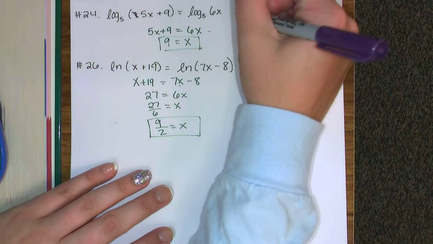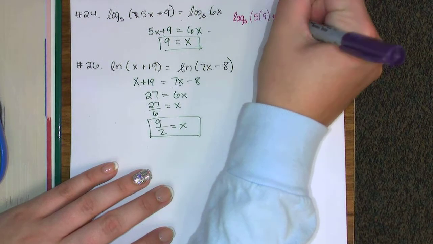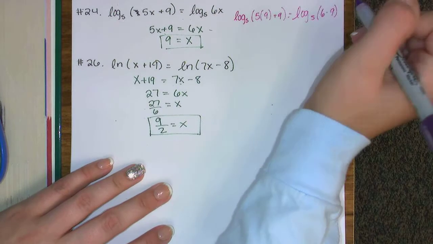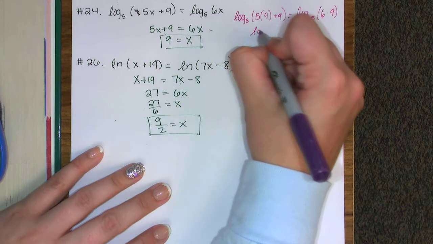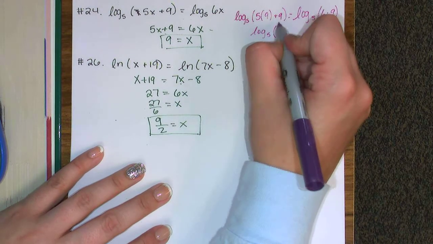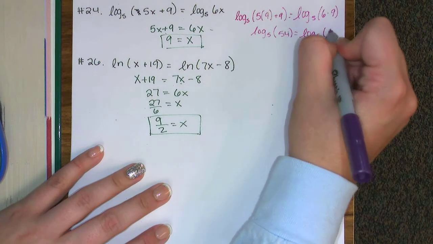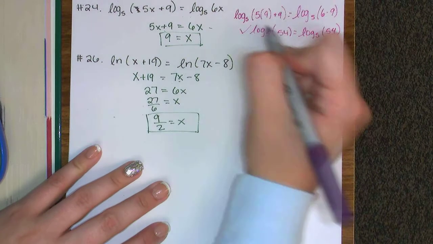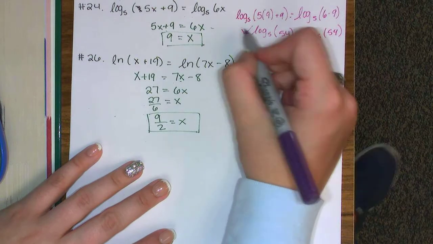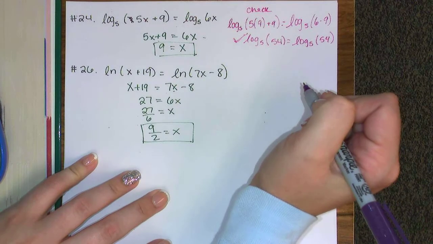So, log base 5 of 5 times 9 plus 9 is equal to log base 5 of 6 times 9. Log base 5 of 45 plus 9 is 54, is equal to log base 5 of 6 times 9, which is 54. So in this case, we're good. We don't even need to actually solve that out. We can just say there that we verified it. So hopefully you caught my mistake.